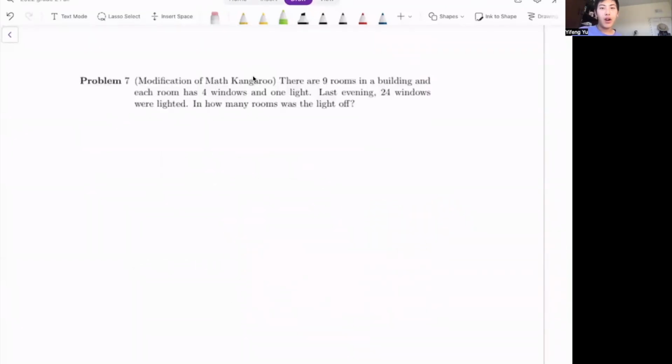Problem 7. There are 9 rooms in a building, and each room has 4 windows and 1 light. Last evening, 24 windows were lighted. And how many rooms had the light off? So if there are 9 rooms in a building and each room has 4 windows, then that means that 9 rooms in total have 36 windows. Because it's basically just 9 times 4.